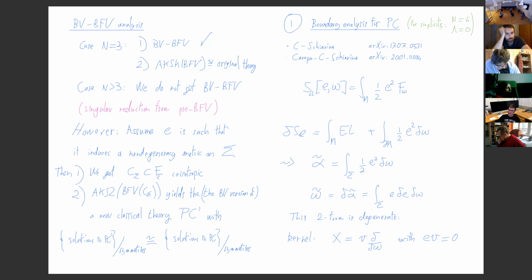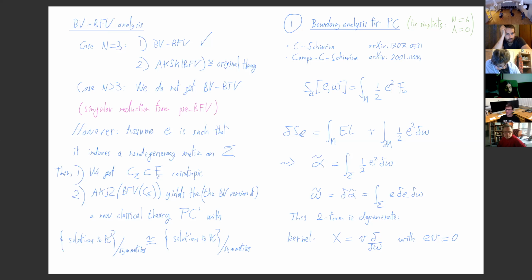If you go to the boundary, compute the constraints, compute BFV, and apply AKSZ, what you get is just the BF theory. So you just drop this deformation that produces Yang-Mills.